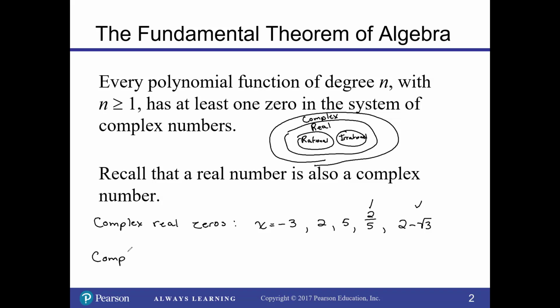We also can have complex non-real zeros, or non-real numbers. Those are the zeros that would look like 2 minus i, or 3 minus 6i, or it could simply be 7i. So what we're saying here is that I can have a zero of any of these forms, and that's perfectly fine. It's just that I have at least one.